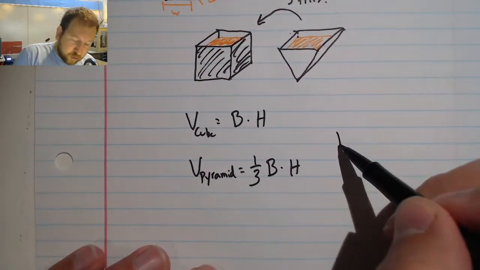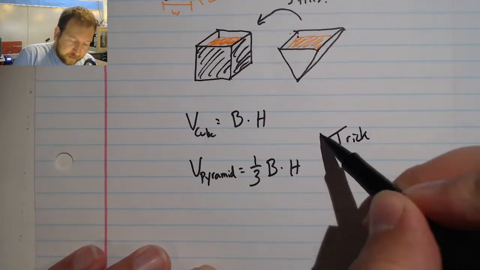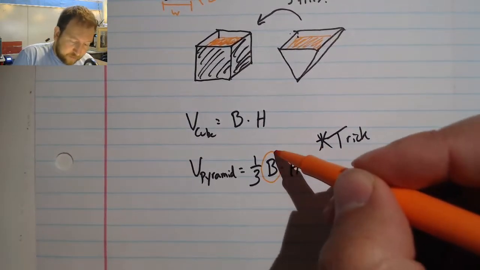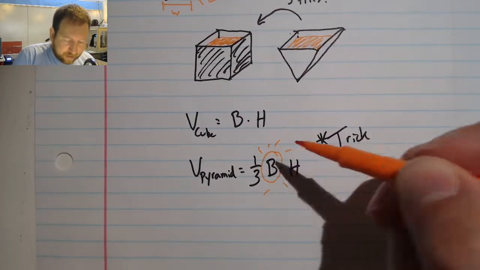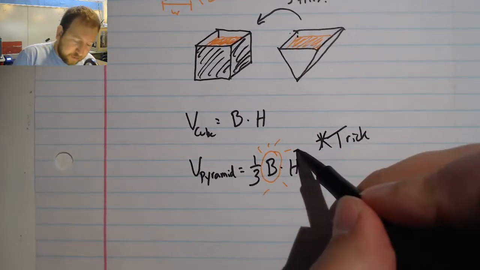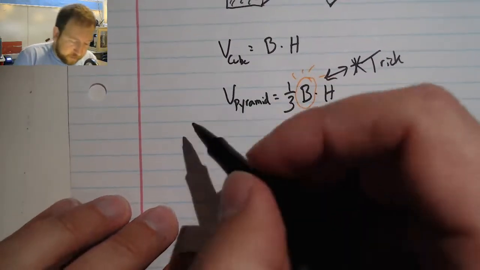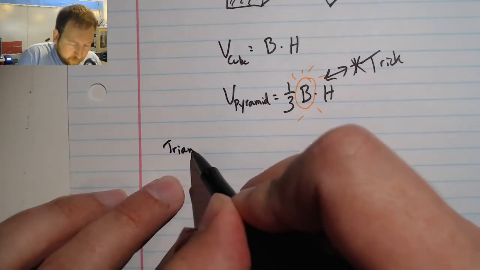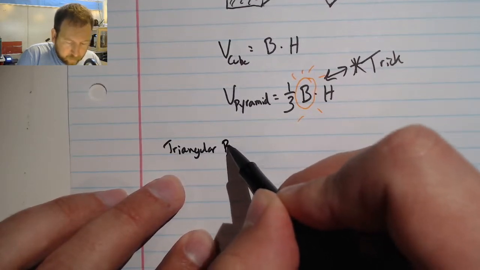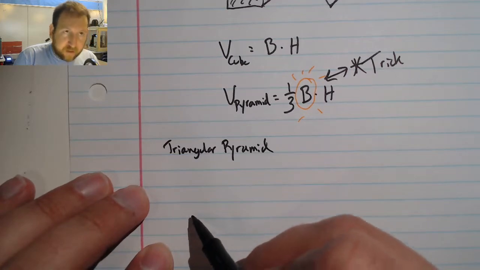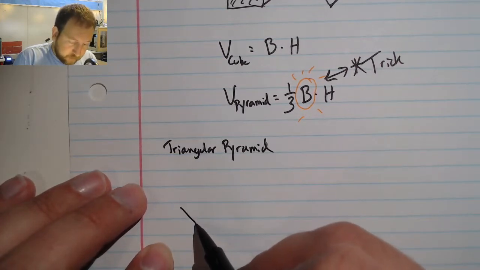Now the trick, or the problem that can come in here, is related to this B right here, because this B can change. For example, if I am working with a triangular pyramid, recall that those kind of look like this. Let me see if I can draw one. No promises.